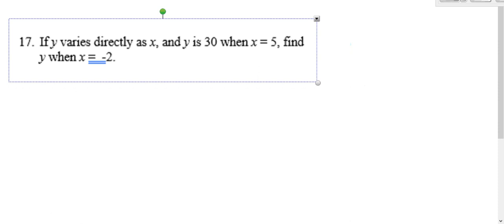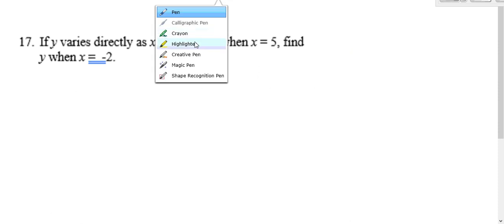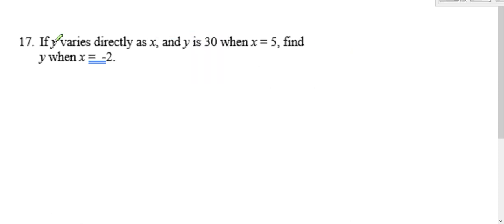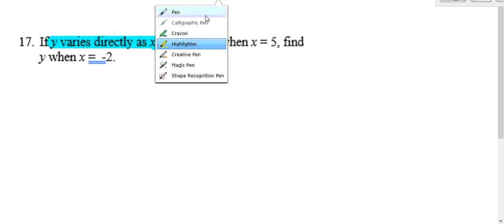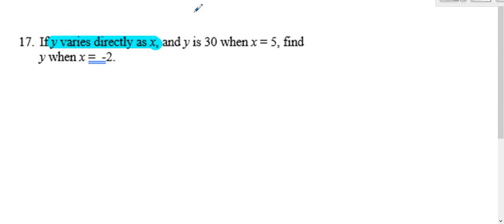Here's another one. Same basic idea. Blank varies blank with blank. So it varies directly with x. And y is 30. So directly is x. Varies means equals k. Directly means multiplied by x. Y equals kx.